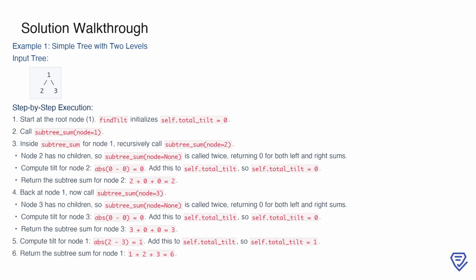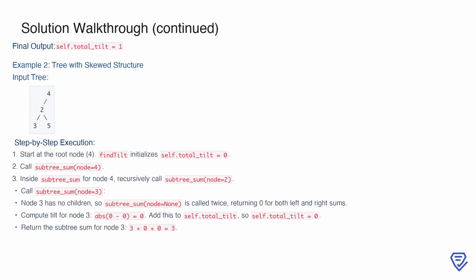Finally, at the root node 1, the tilt is computed as abs(2 - 3) equals 1. This value is added to self.total_tilt, updating it to 1. The total subtree sum for the entire tree is 1 plus 2 plus 3 equals 6. The final output for this example is self.total_tilt equals 1, which represents the total tilt of the tree.